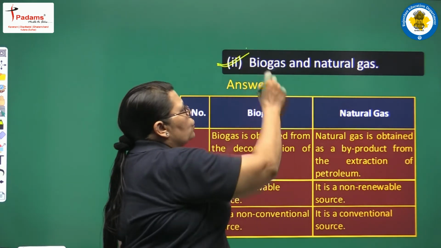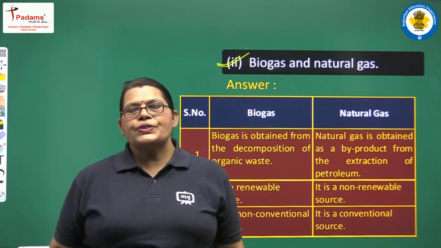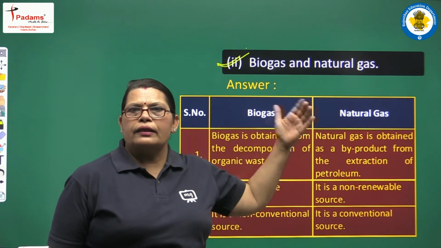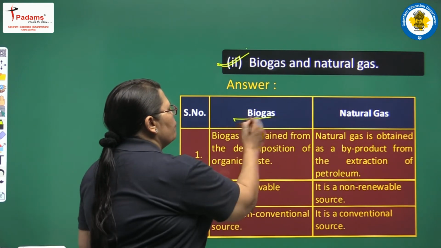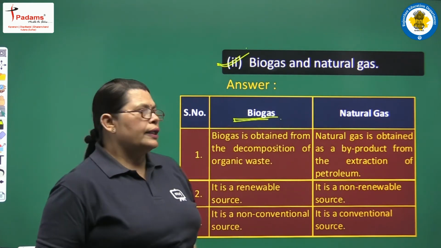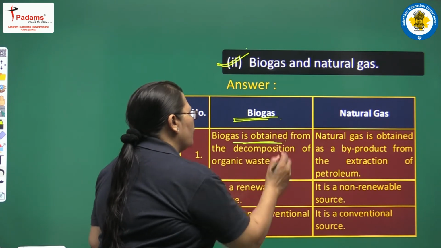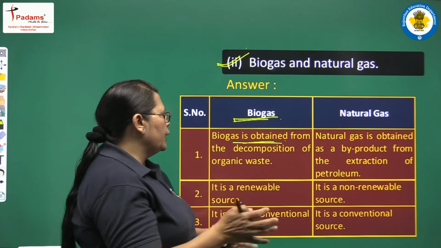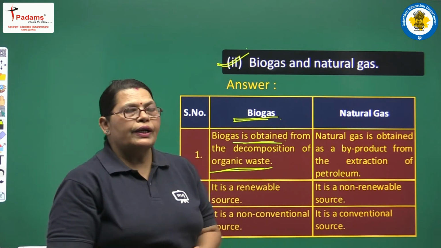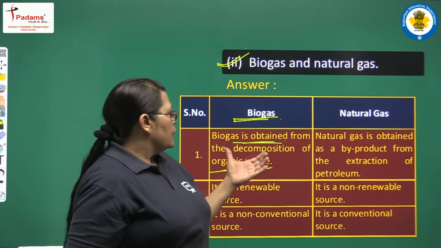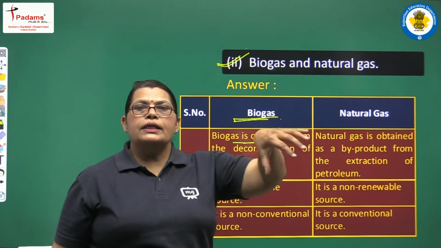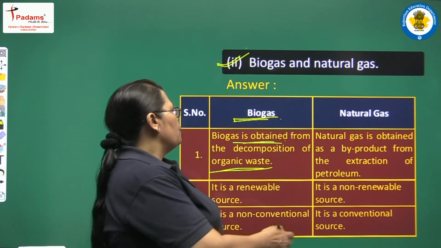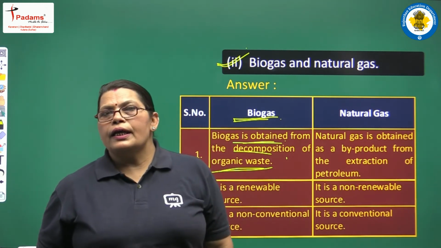Our next question includes biogas and natural gas. What are the main points of distinction between biogas and natural gas here? First we are including biogas. Biogas is obtained from the decomposition of organic waste. Different types of organic waste will be there, and all these materials are put in a container, and after some time, with the process of decomposition, biogas is obtained.